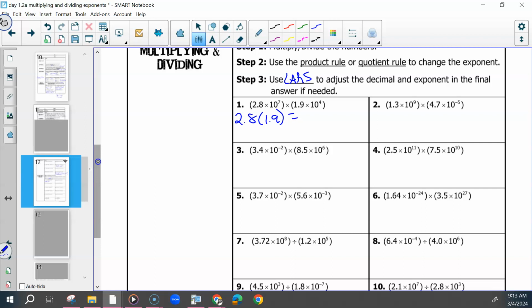What would that give us? Okay. 5.32. We are multiplying like bases, so we're doing what with the exponents? Okay. So then our new exponent would be 11, 7 plus 4. Multiplying the like bases, but adding the exponents. And that's it. That would be your answer. Again, you can double check these in your calculator.